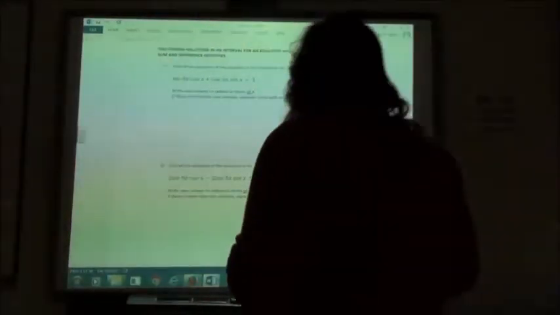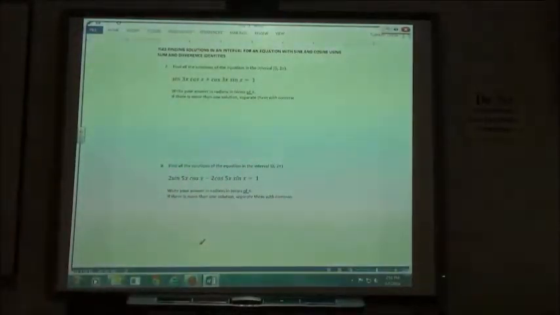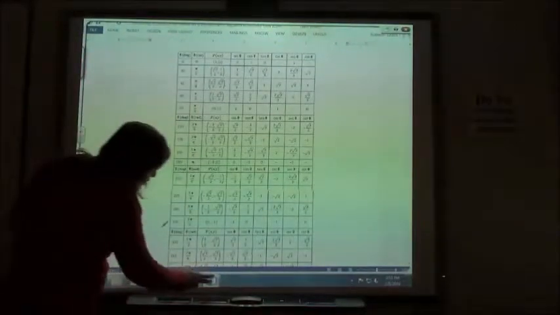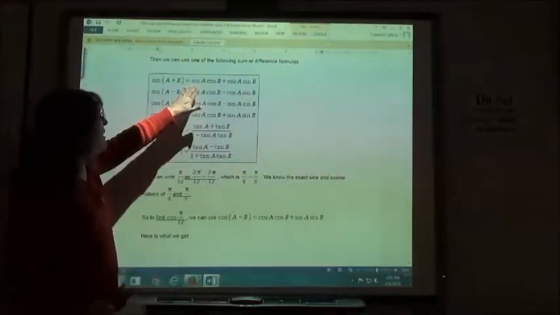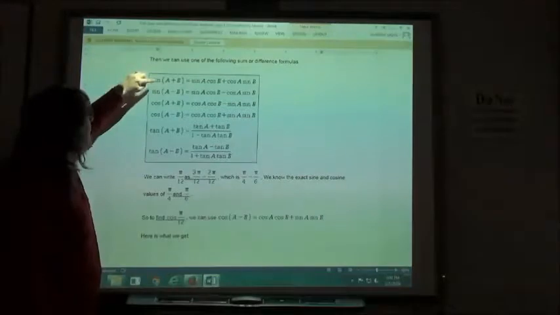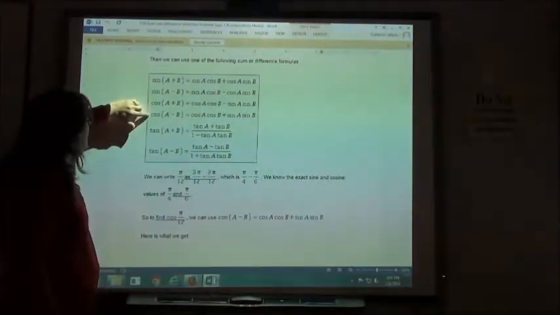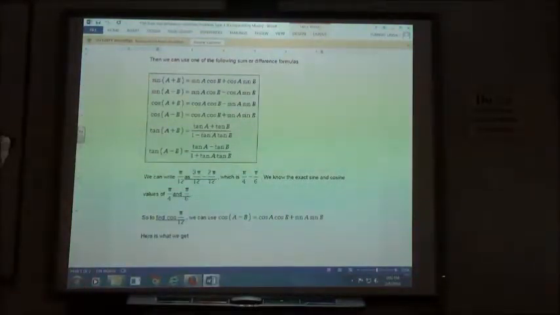Seven, 8, and 9, we're finding solutions in our interval. This time we're going to use our sum and difference formulas. And so, not only are we going to need our handy-dandy table that we usually have, you'll also want to have your sum and difference identities. So, sine of A, cosine of B, plus cosine of A, sine of B is the sine of A plus B, and so forth. Mostly we'll just use the sine and the cosine ones, but those are the ones you want to have, those sum and difference formulas. Again, keep those handy.